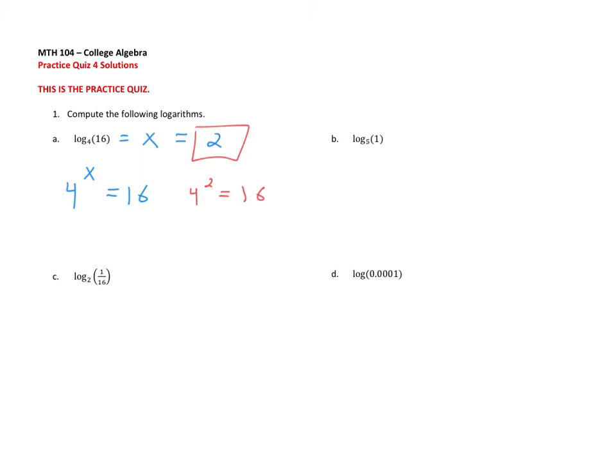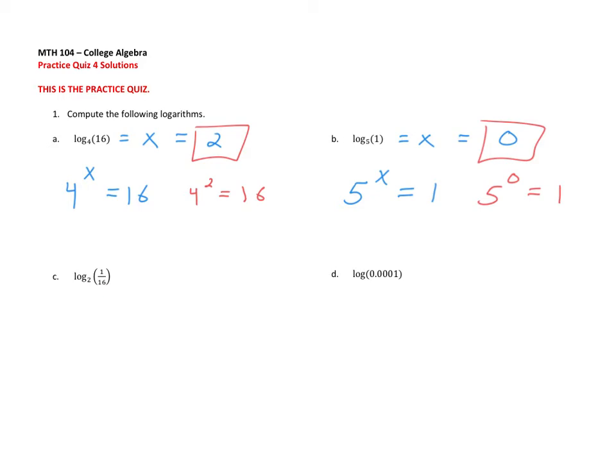For part B, log base 5 of 1, what does that equal? So 5 to what power gives you 1? Well, any non-zero number raised to the power of 0 is equal to 1. Therefore, the answer here is 0. So with all of these, the answer is going to be the exponent.